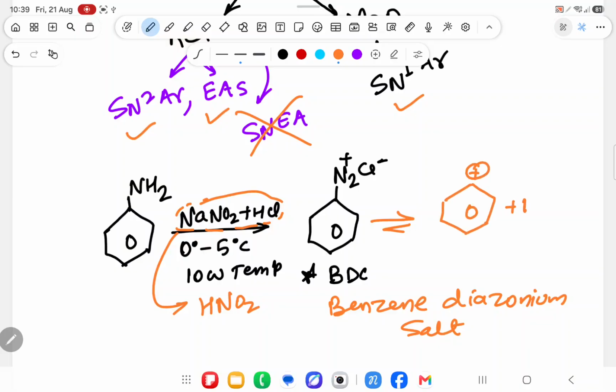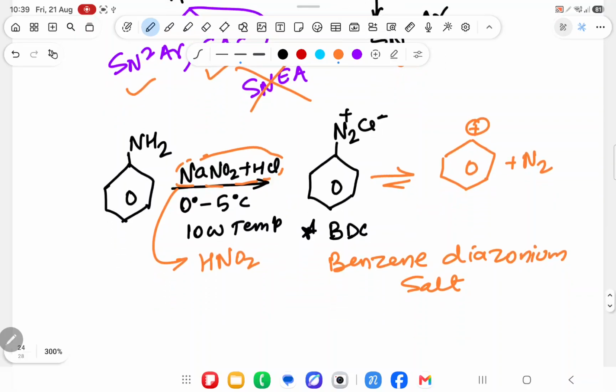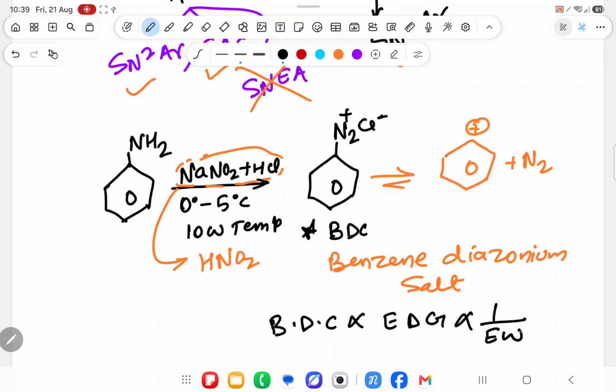Cation will come and N2 will come. It means benzene diazonium salt stability is directly proportional to electron donating group because plus is coming, and inversely proportional to electron withdrawing group. And donating group, withdrawing group, I have already dictated lots of times regarding this.